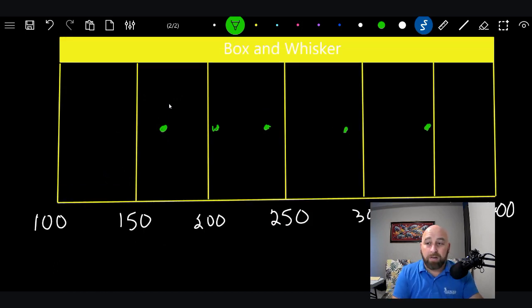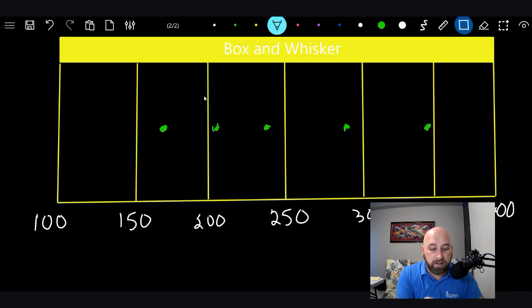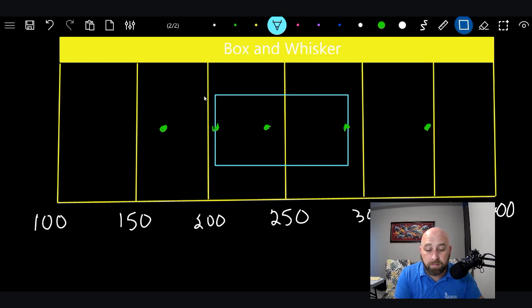Okay. Now, that's the 5-number summary. Now, here's where the box and whisker comes in. What I would do is I would come over and actually use a box and change the color. We want to make a box. We want to put our quartiles in a box. Okay? So just put a box on your quartiles.